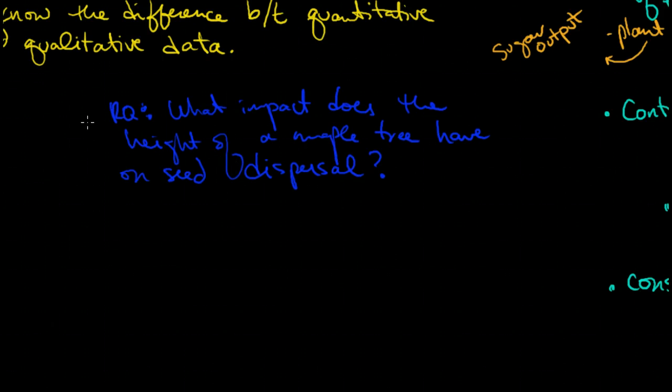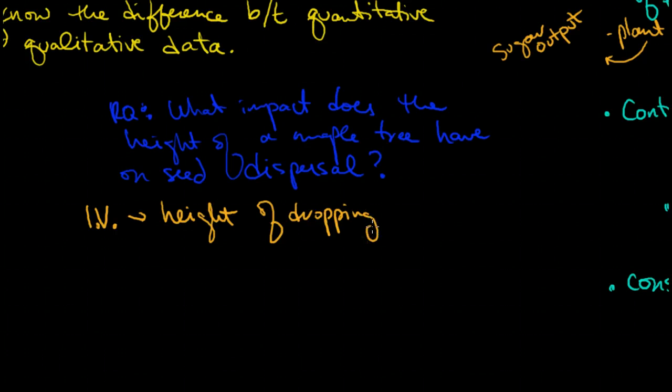The thing that I'm going to be changing, actually I can't make trees grow taller, so the thing that I'm going to be changing between my two groups is height. Now I'm not actually going to have to use a tree, but I'm going to change the height from which I drop maple seeds. But that's what I'm going to change. I'm going to maybe say 5 meters and 15 meters from the ground.